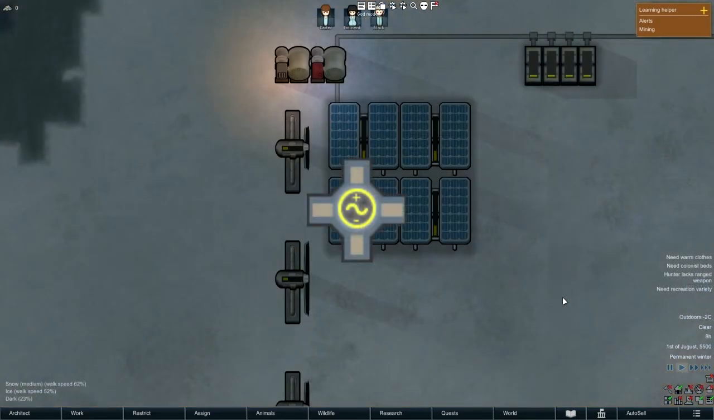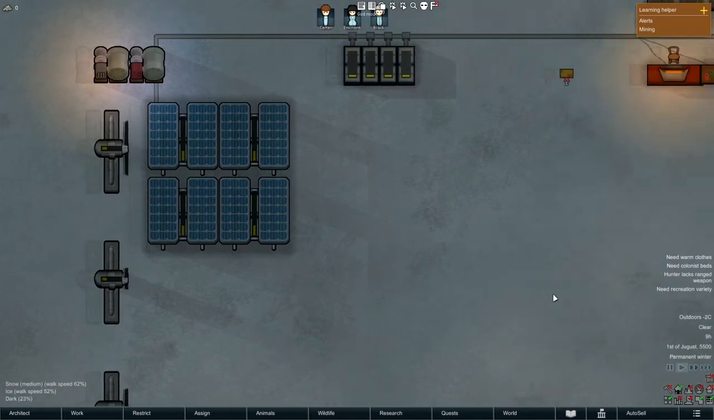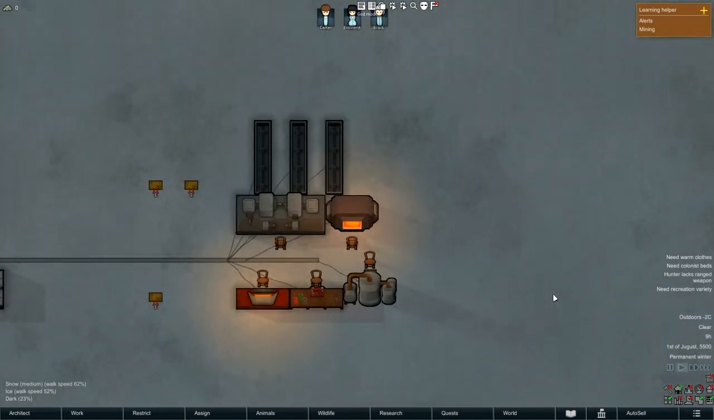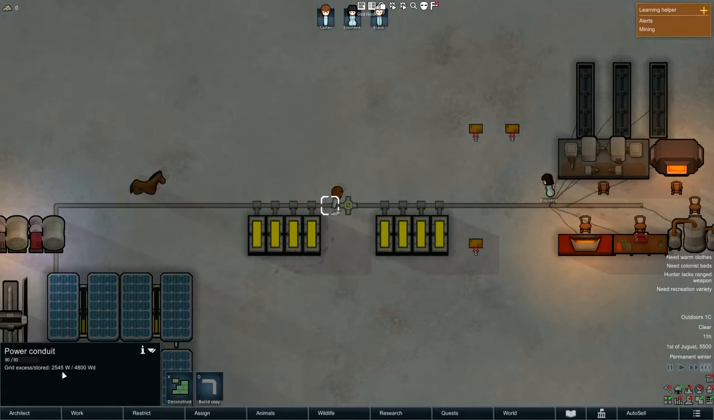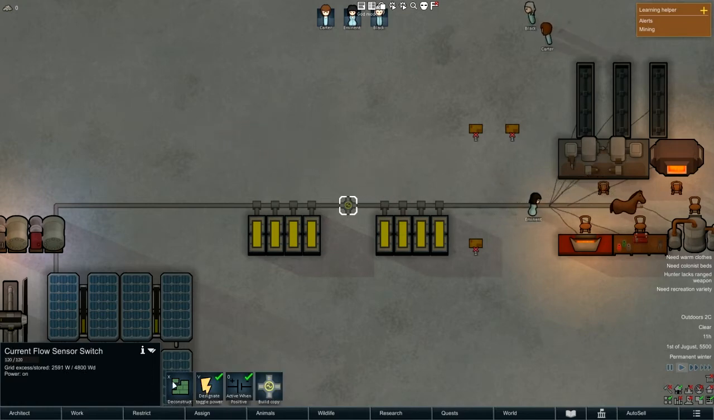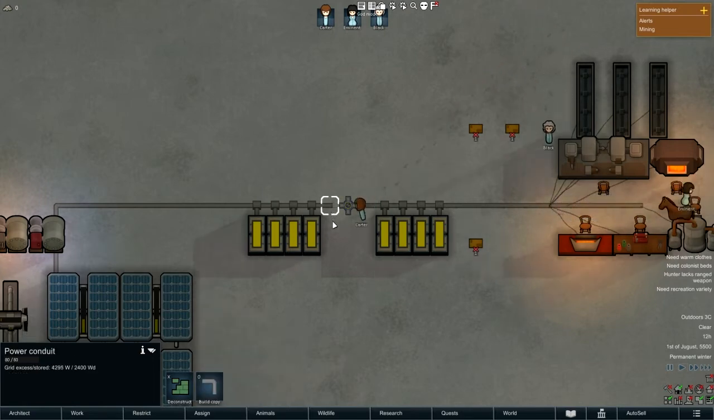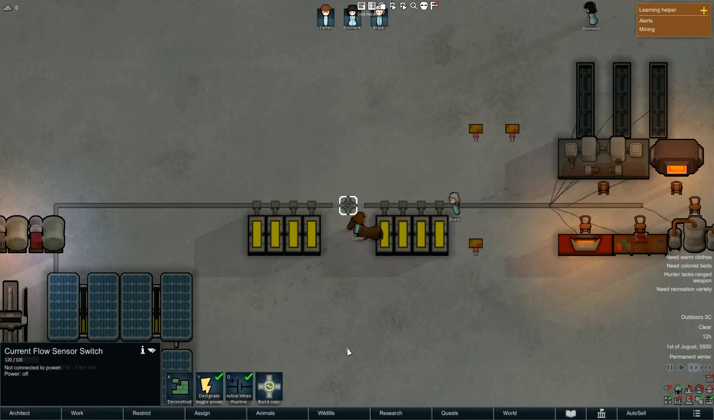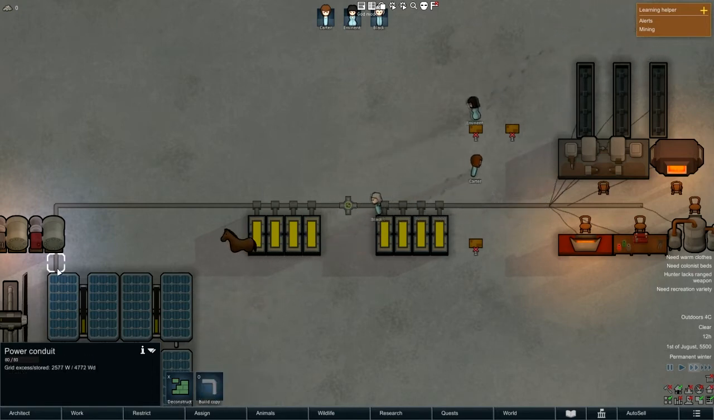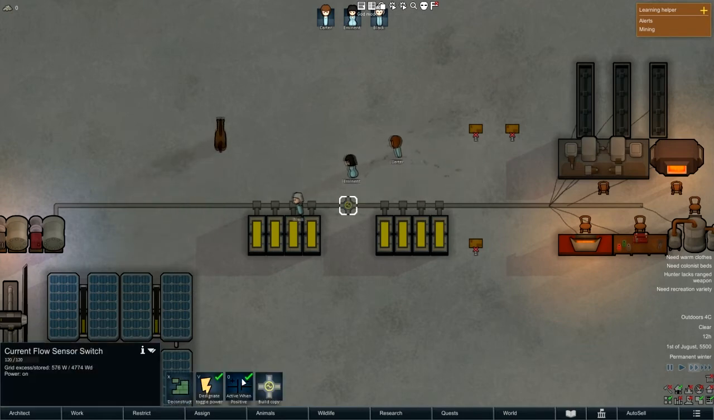Next up is the current flow sensor switch. This switch detects the difference between power produced and power used. When set to active when positive, the switch will be on if you are overproducing power. For example, batteries are getting charged. However, if set to active when negative, then it will only be on if more power is getting consumed than is produced. Like when your power plants are not producing enough energy and power is being drawn from your batteries.